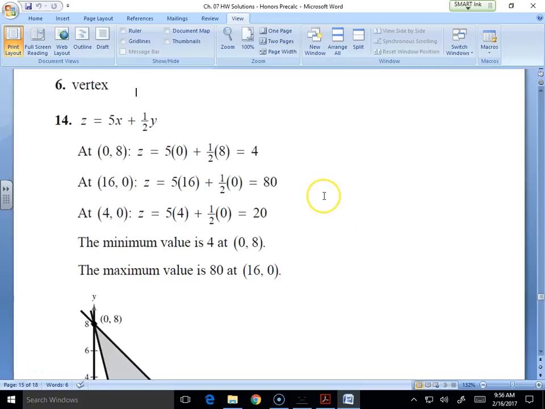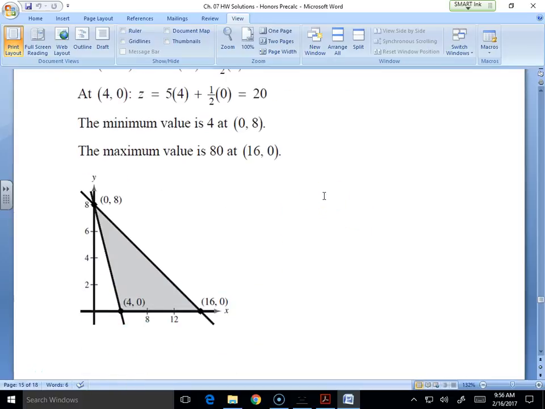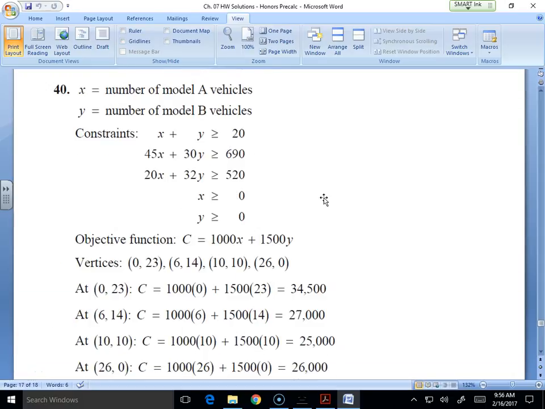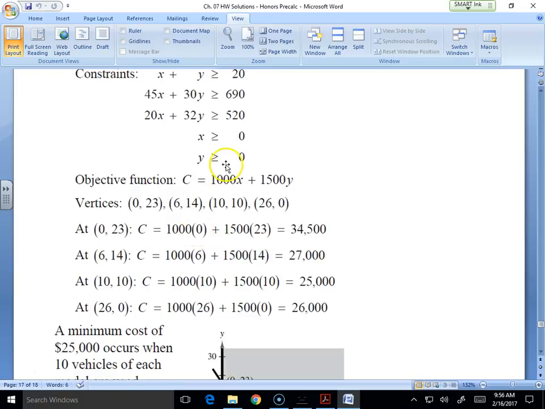Answers from 7-6. Pause it when you need it. There's 14. 26. 40. The constraints from the word problem.